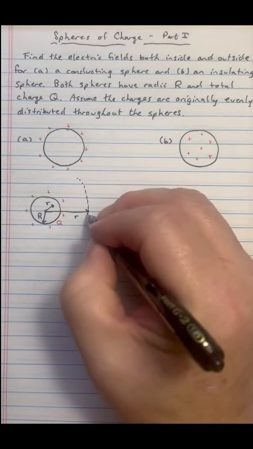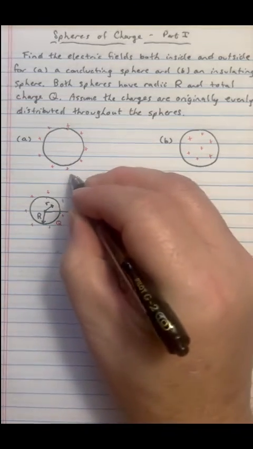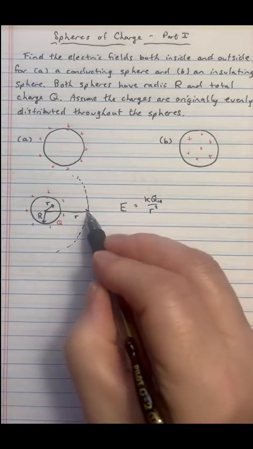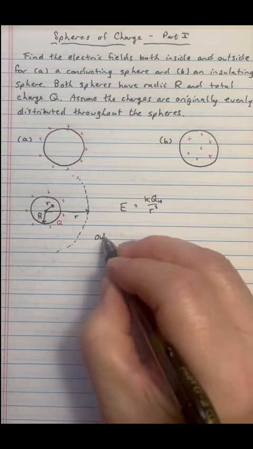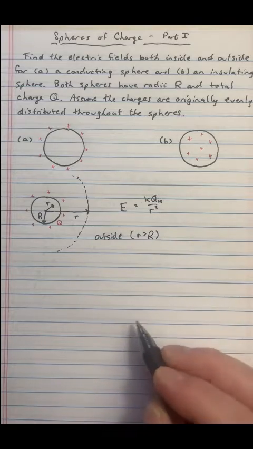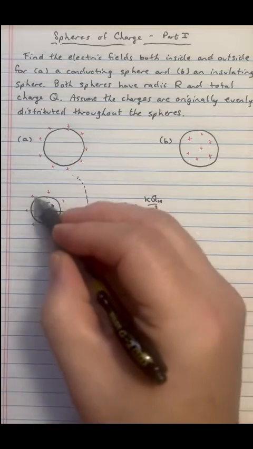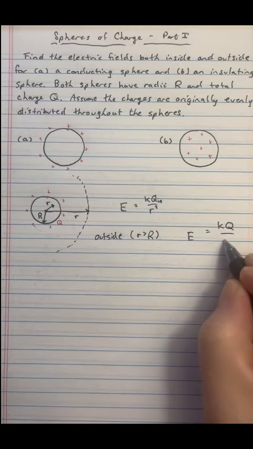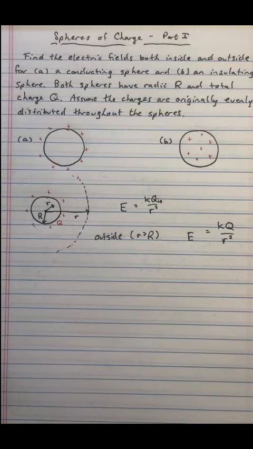So if I draw a spherical shell around this, I don't have to draw the whole thing. You can kind of hopefully get the idea. If we're at this distance, then outside, or if you prefer r greater than capital R like that, notice that all the charge Q is contained inside there. So the electric field is kQ over little r squared. That's simple enough. Which is another way of saying, by the way, if you have a sphere of charge and you're outside of it, the field that you get looks like the field from a point source. Looks exactly like that.